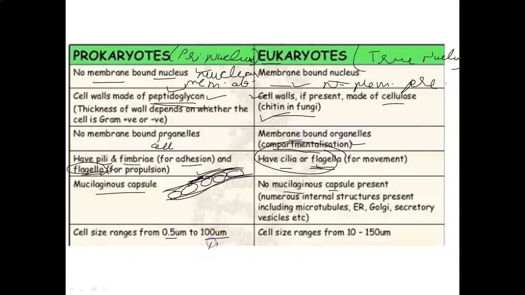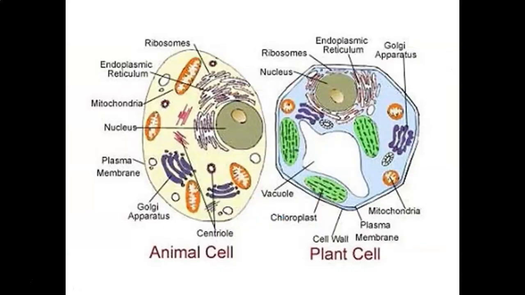1 micrometer means 10 raised to minus 6 meter. Okay, so this is a much smaller size. Cell size here ranges from 10 to 150 micrometer. Okay, so that's all for the difference between prokaryotic and eukaryotic cells.